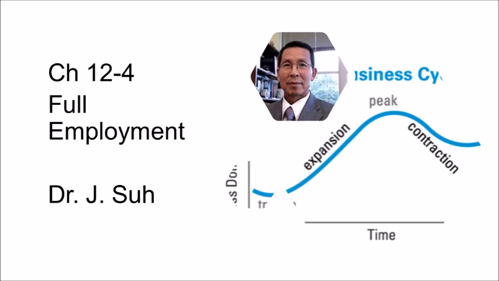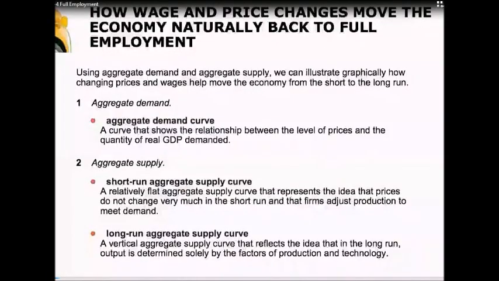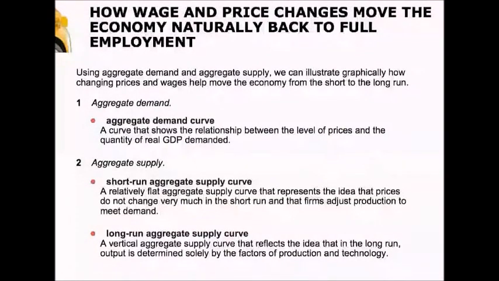Now we want to look at how wage and price changes move the economy naturally back to full employment. Let's remember how we look at our economy in the short run and the long run. We've got three curves we're going to look at. One is the aggregate demand curve. The aggregate demand curve shows the relationship between the level of prices and the quantity of real GDP.